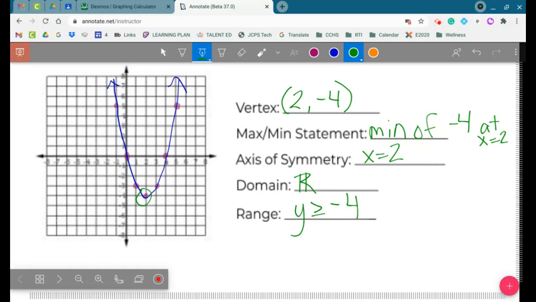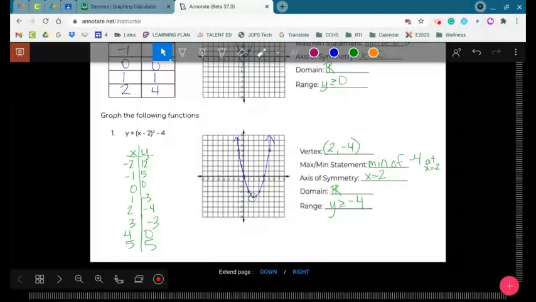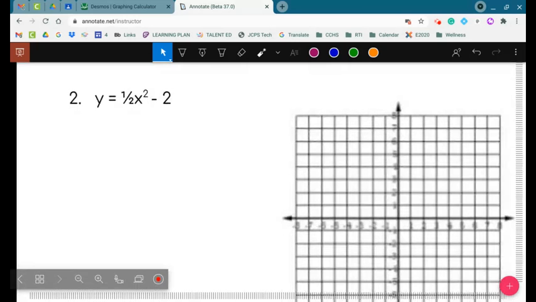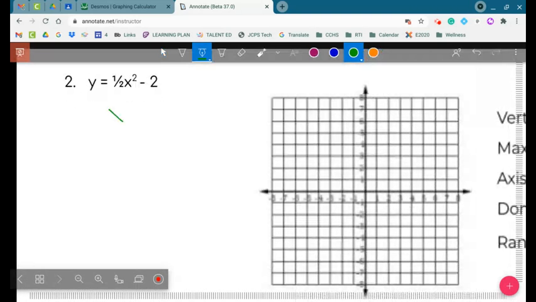Okay, let me know if you have any questions on that. That one was kind of tricky because we had to plot a couple more points than we are used to. Okay, next page. I think we have 3 more examples. Okay, so for this first one, let's create our table.